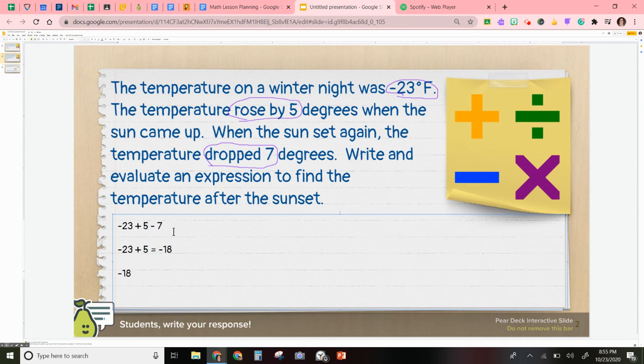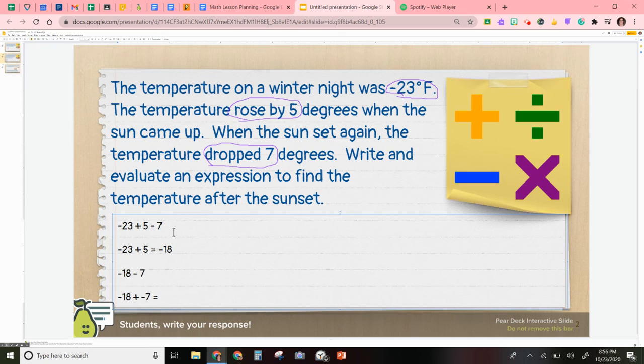So then when the sun set again, the temperature dropped 7 degrees, down 7 degrees. So I know when I see subtraction that we need to do keep, change, change. Keep, change, change. Keep the first number the same, change subtraction to addition, change the second number to its opposite.